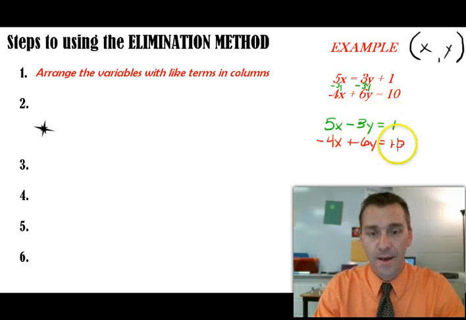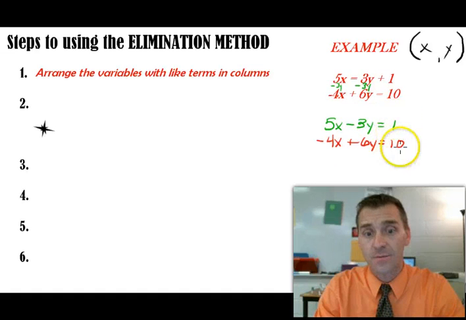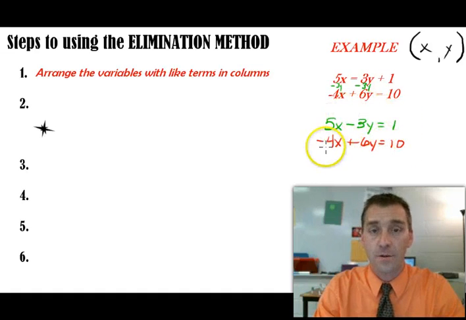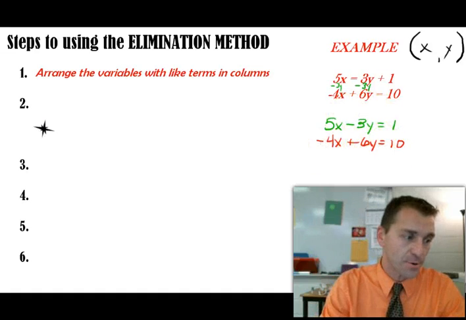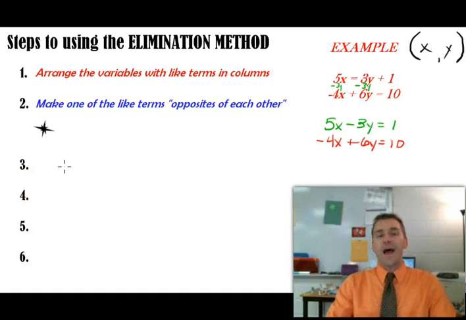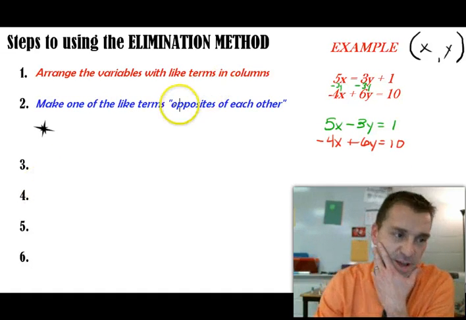Okay. So there is step number 1, to make sure you have the like terms, the x's, the y's, the equals, and the actual numbers, the constants themselves, all in columns. All right, there's step 1. Step 2 is to do this. You're going to now do the actual most important step.